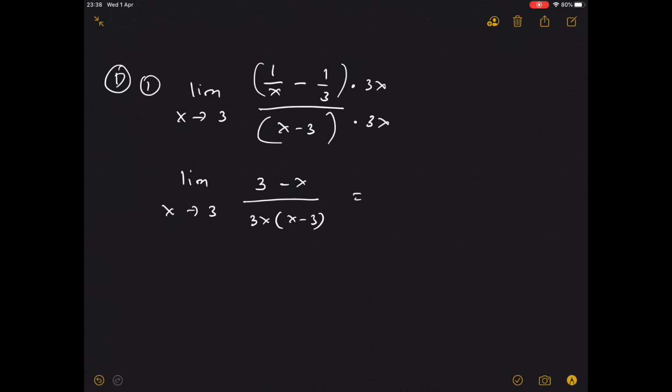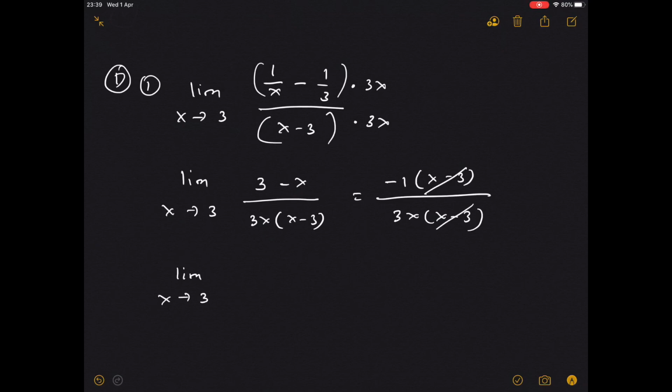As you can see, 3 minus x and x minus 3 are quite similar. So in the numerator, you can take out the negative 1. You will have then x minus 3, and here 3x times x minus 3. Then we can cancel x minus 3 and x minus 3. So the resulting function, when the limit approaches 3, is negative 1 over 3x. Substituting, you will have negative 1 over 3 times 3. So the limit will be negative 1 over 9.